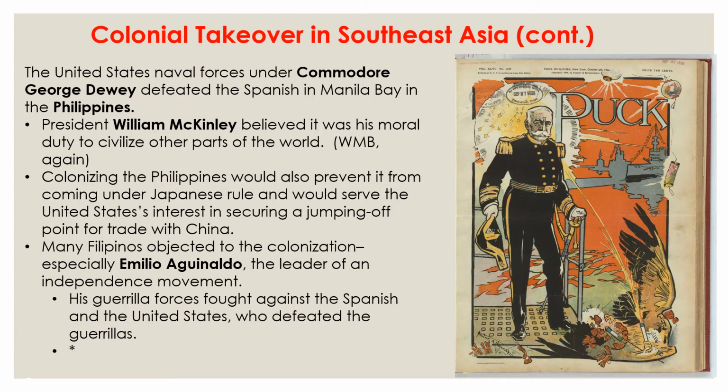Many Filipinos actually objected to the colonization of the U.S. in the Philippines. They had also earlier, centuries before, objected to the Spanish colonization of the region. So it's no surprise that they didn't want now, hundreds of years later, the U.S. to take over the region. One of those that objected was Emilio Aguinaldo. He was the leader of an independence movement, a Filipino nationalist movement, if you will. And his guerrilla forces fought against the Spanish and the United States. But the United States eventually will defeat those guerrilla tactics and will be able to take over the entire region.